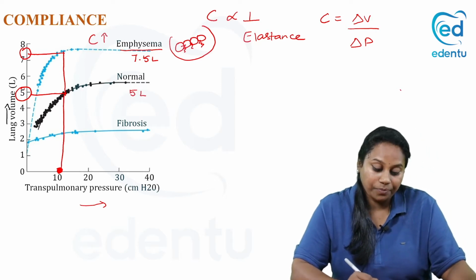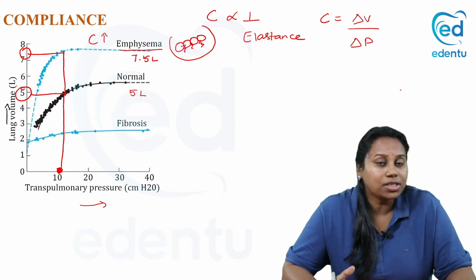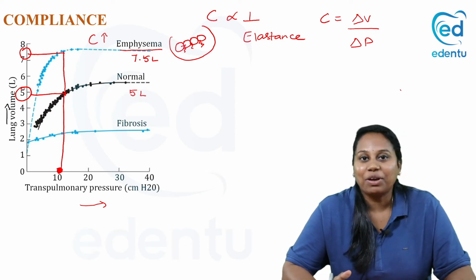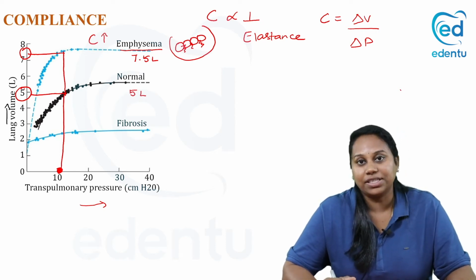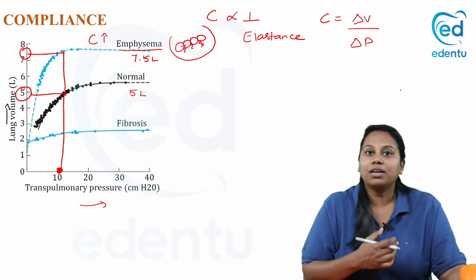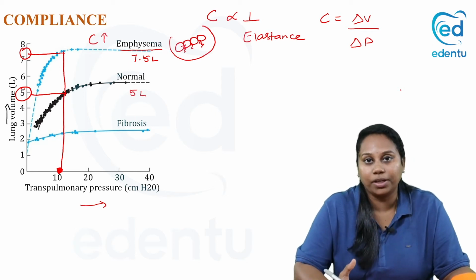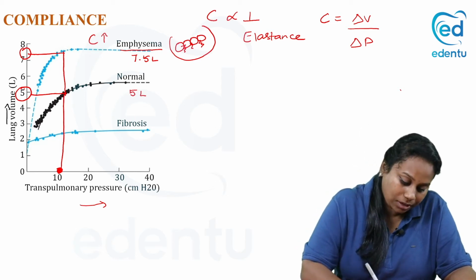So now let's look at fibrosis. What is fibrosis? Is it an obstructive disease or a restrictive disease? Yes, fibrosis is a restrictive disease. It's something like a fibrotic scar tissue around the lungs. So the lung is not able to expand. There is restriction. So it's not able to expand properly. So now what happens? Look at the curve.